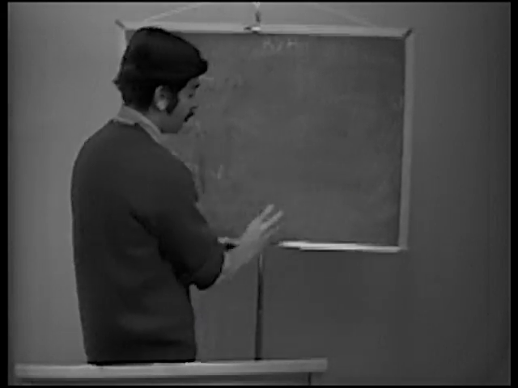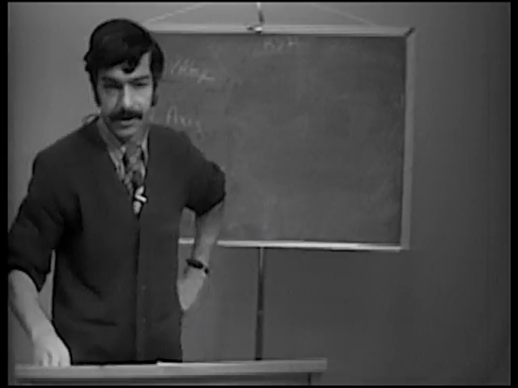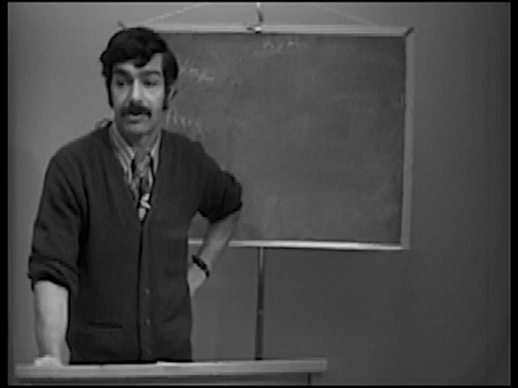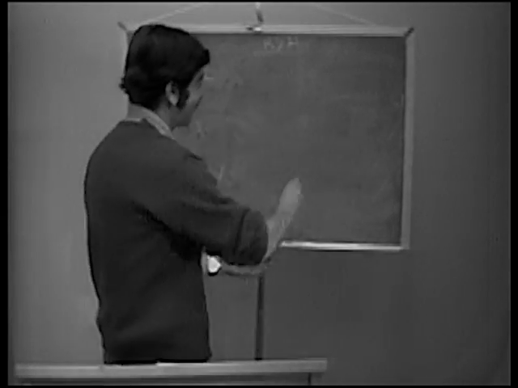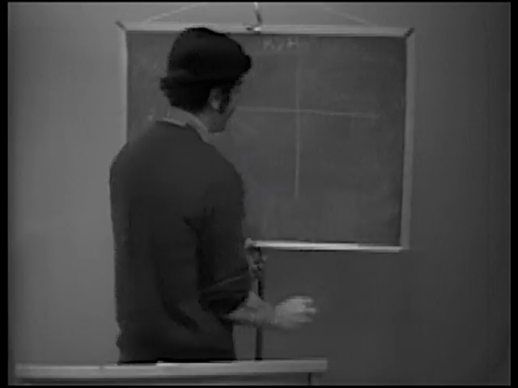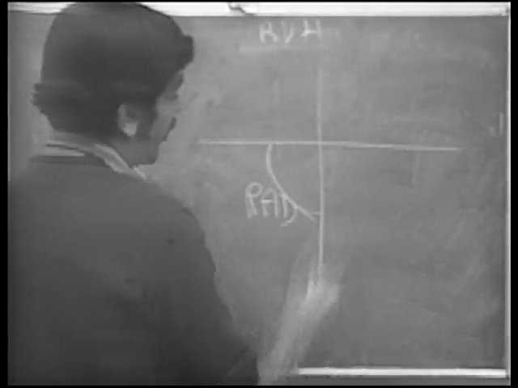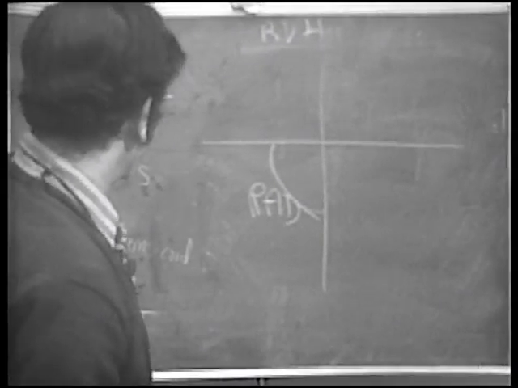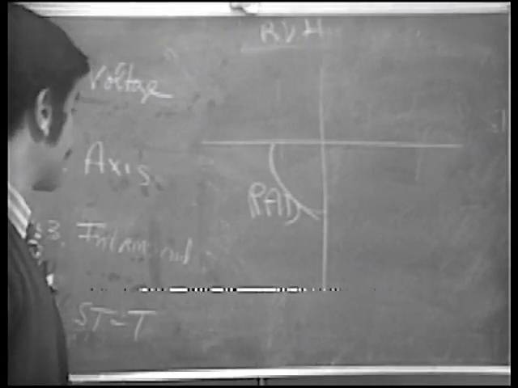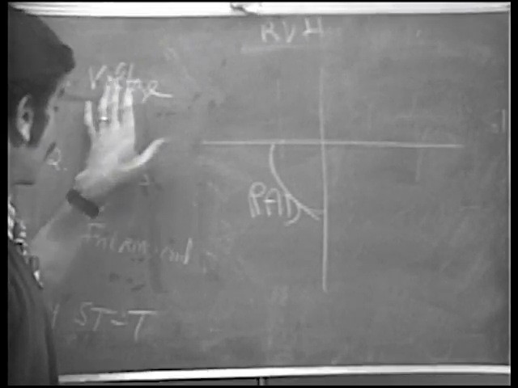Okay, then axis. What kind of an axis do you see with right ventricular hypertrophy? Right, you get a right axis deviation. So your axis then falls into this quadrant, right axis deviation. Okay, so that covers voltage, axis.